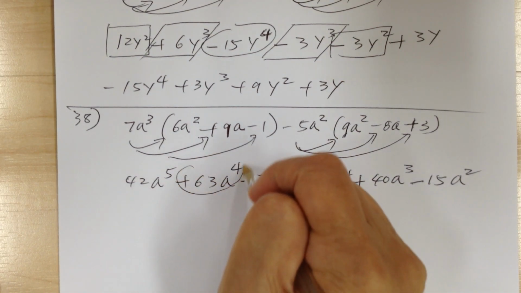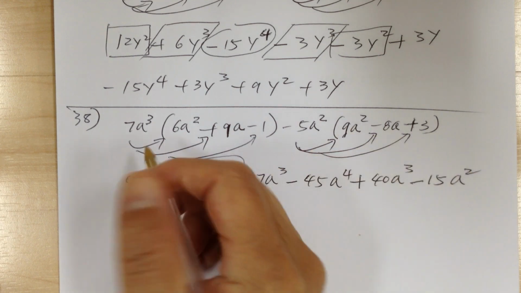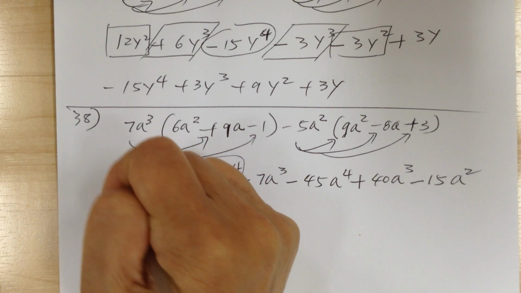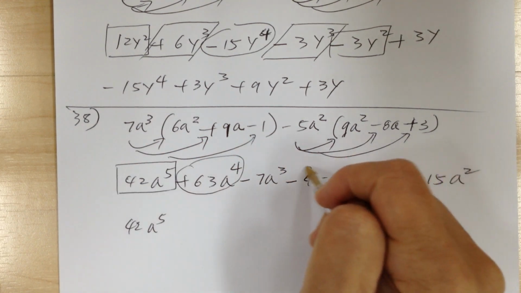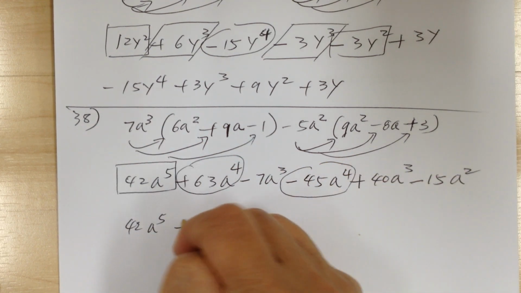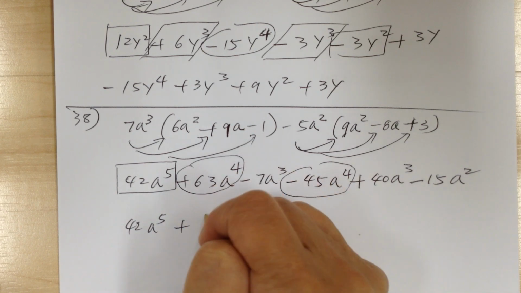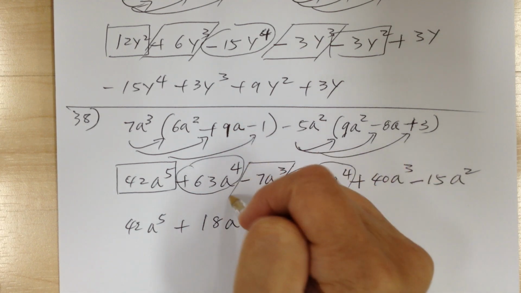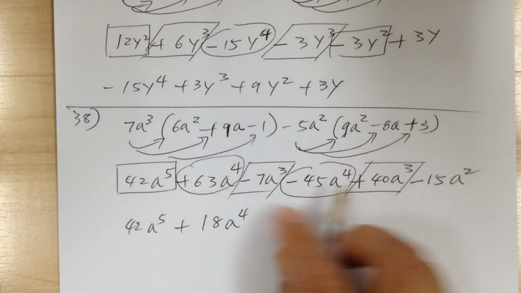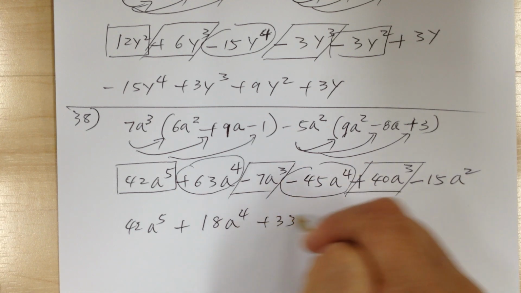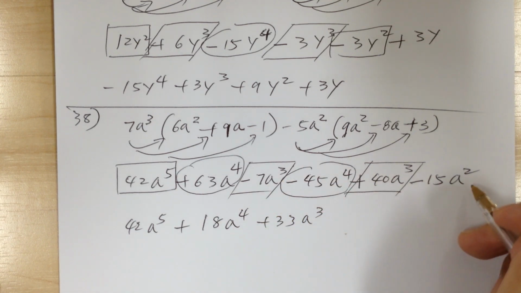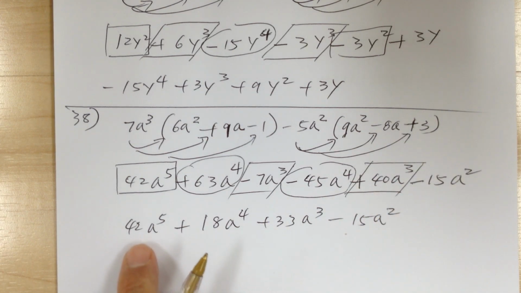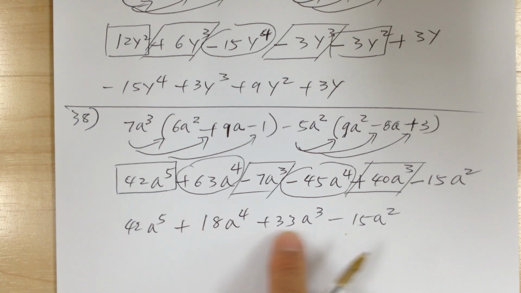Okay, so let's combine the like terms. Start with the 5 power. For the 5 power, there's nothing to combine, so this one just stays the same by itself. Then the 4 power will be plus 18a to the 4, and I can use different shapes so I can keep track. So this will give me plus 33a to the 3, and the leftover would be minus 15a squared. Okay, again, let's double check the answers to make sure we did it correctly.